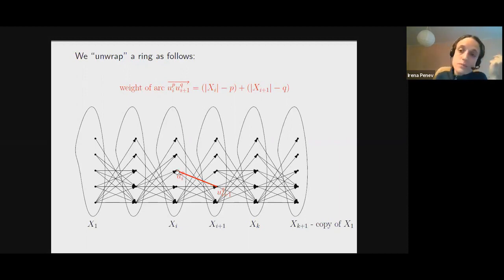So how do I do that? Well, let's say here I have this one. So again, this is a nested sequence that we had. And let's say this is the pth one in my nested sequence and the qth one over here. So what's the weight of this? Well, I take the size of Xi minus p. So what is that? The number of vertices that are strictly above this guy, plus the number of vertices that are strictly above this guy. So that's the weight of this edge. So the number of vertices strictly above these two. Okay, so that's the weight.